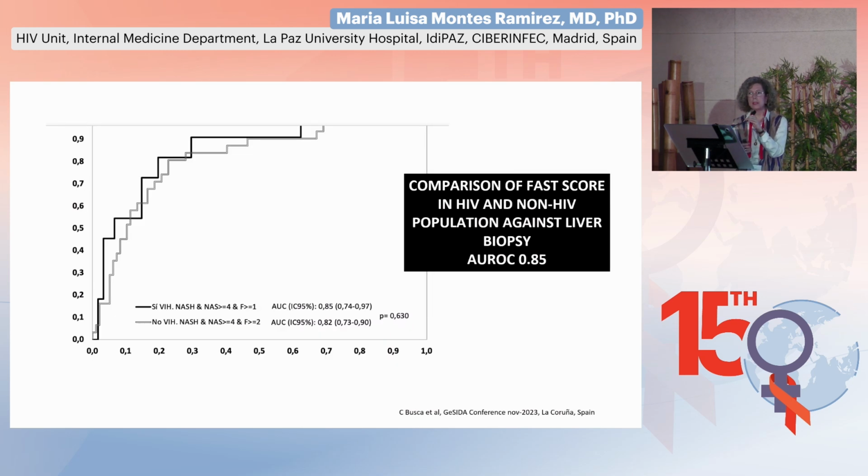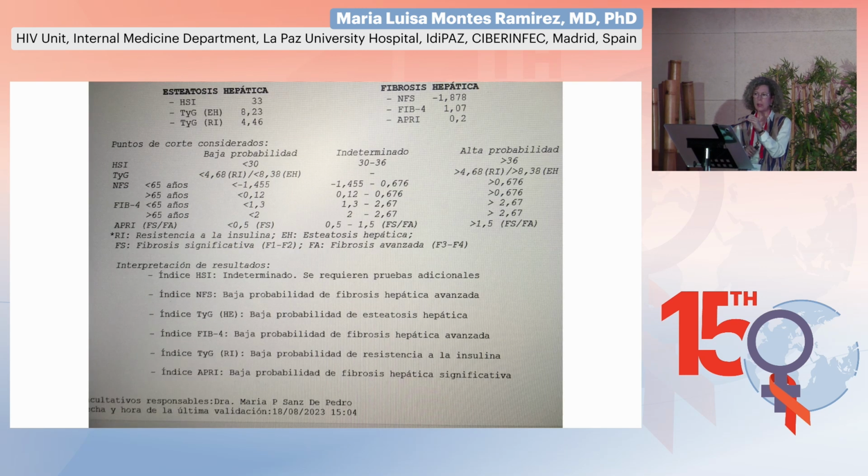Later, we also validated the diagnostic performance of FAST score for MASH and liver fibrosis F1 or more, and we obtained a high area under ROC curve of 0.85. As you can see, the curve obtained in people with HIV was similar to the curve obtained in people without HIV, in green. With all these results, in our center, we have implemented an automated assessment of risk of steatosis and liver fibrosis in the routine analysis, which has proven to be highly useful.